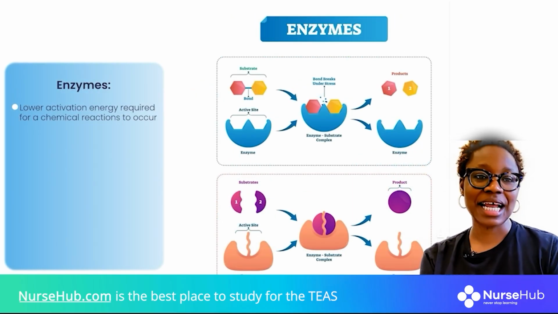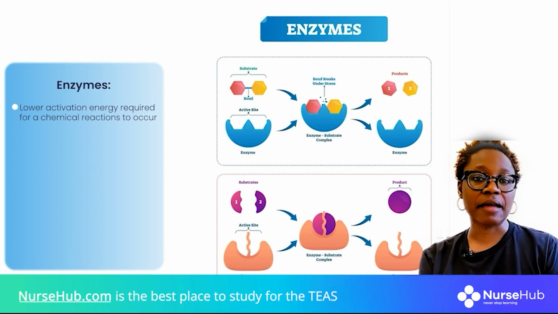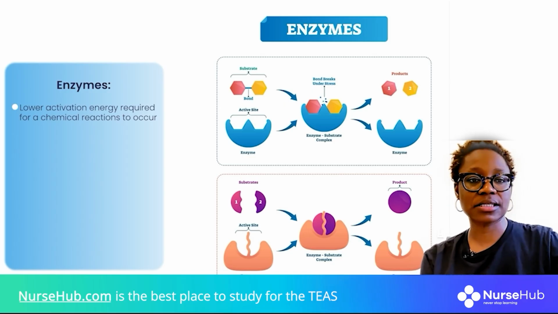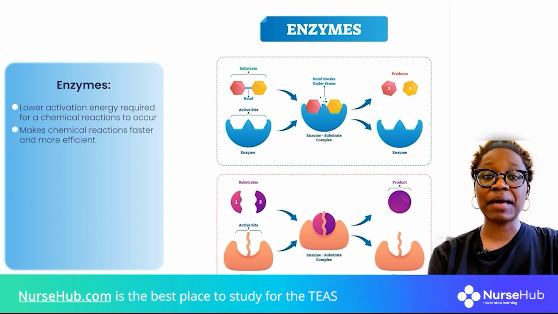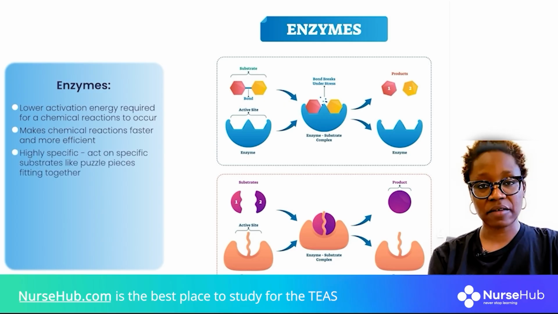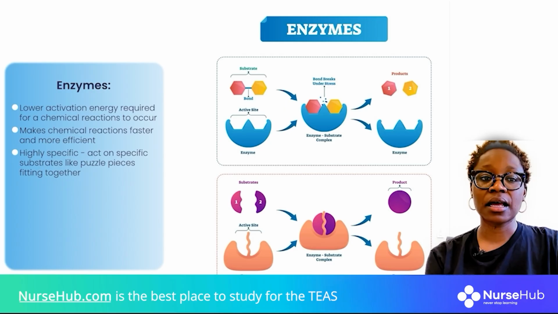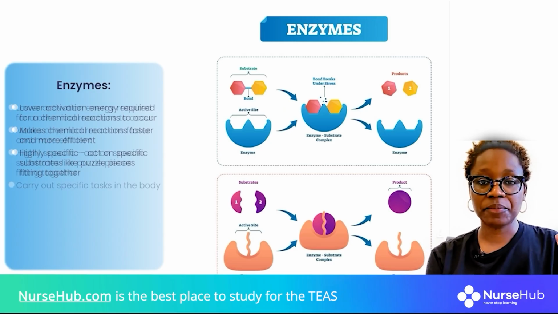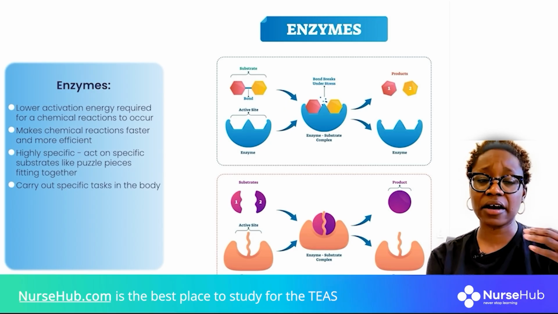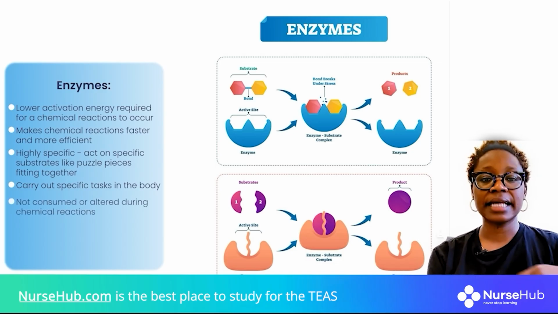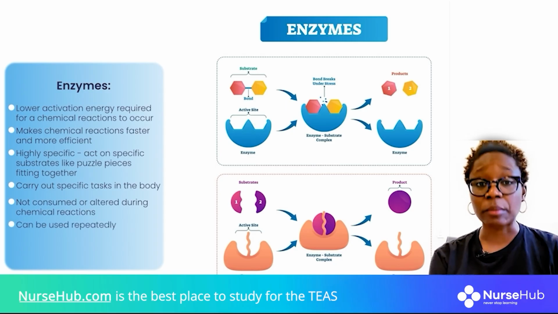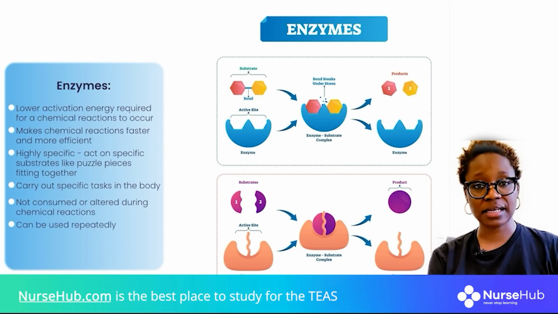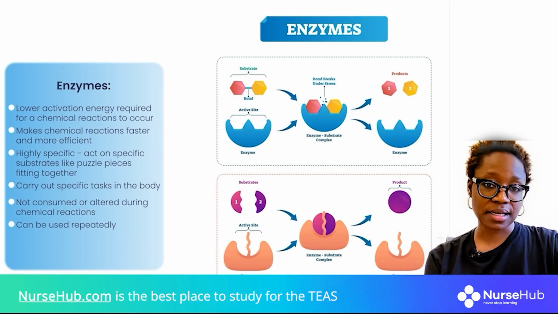Finally, a very important protein type is enzymes. They are remarkable and they play a crucial role in biochemical reactions. Enzymes lower the activation energy required for a chemical reaction to occur. They make the reaction faster and more efficient. They are highly specific, acting on specific substrates like a puzzle, where they fit together. This specificity allows enzymes to carry out specific tasks in the body. Enzymes are not consumed or altered during a chemical reaction. This means they can be used repeatedly, making them essential for various and myriad biological processes.